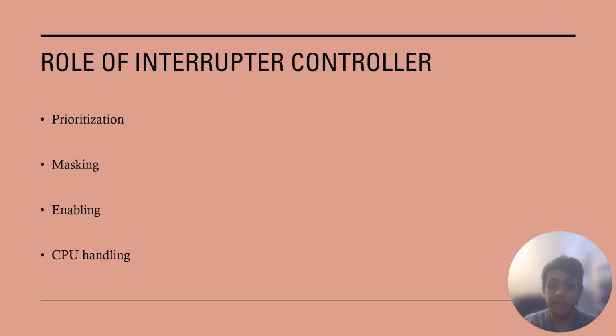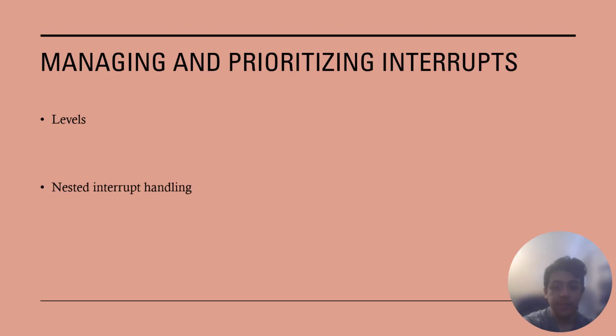Some key points to consider are interrupt prioritization. This will determine which interrupt has the highest priority when multiple interrupts occur simultaneously. Next we have interrupt masking and enabling. This will allow certain interrupts to be enabled or disabled to prevent interference with critical tasks. And next we have efficient CPU handling, which will reduce the CPU's workload by managing and routing interrupts systematically, ensuring a smooth operation.